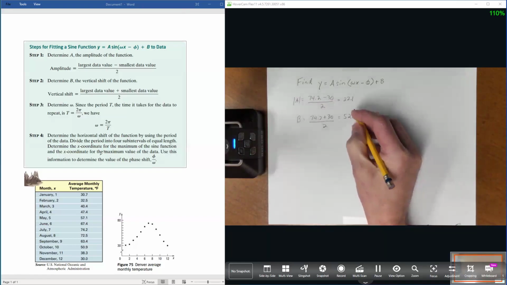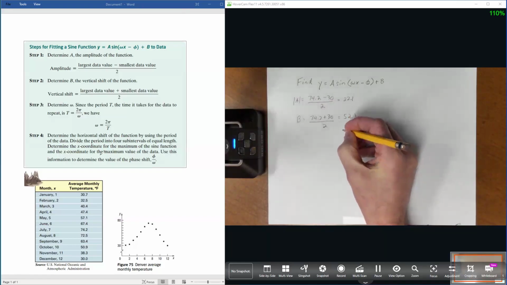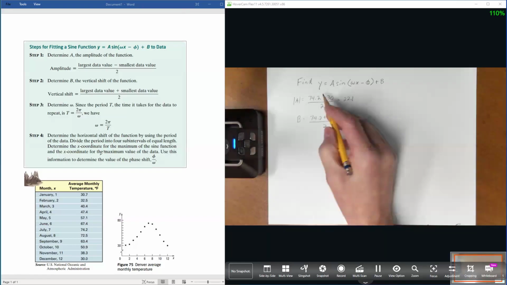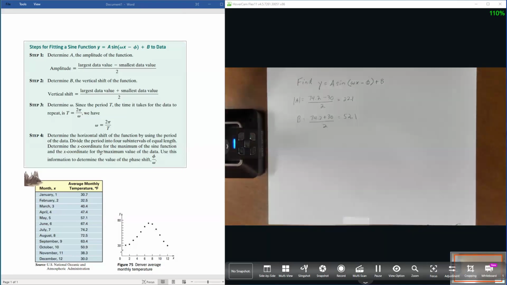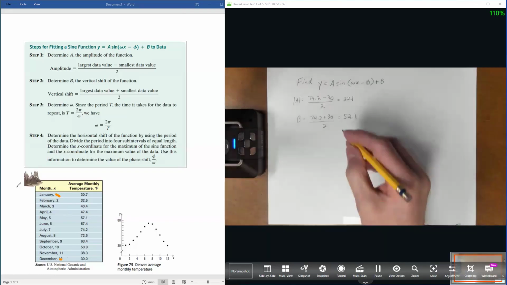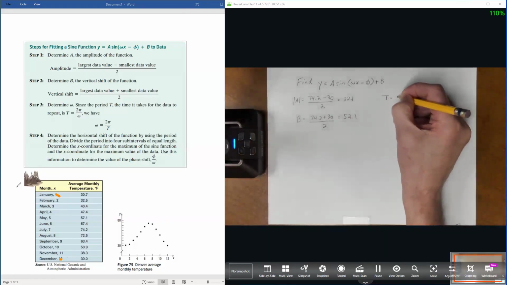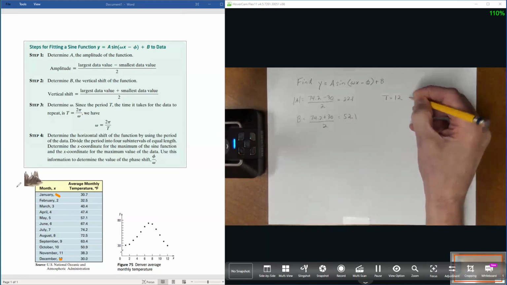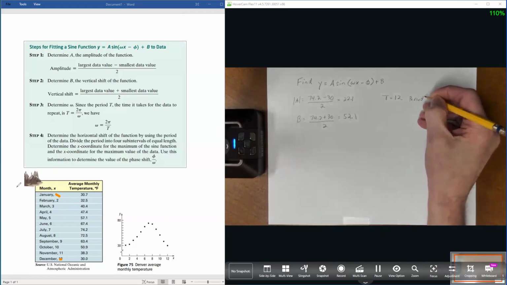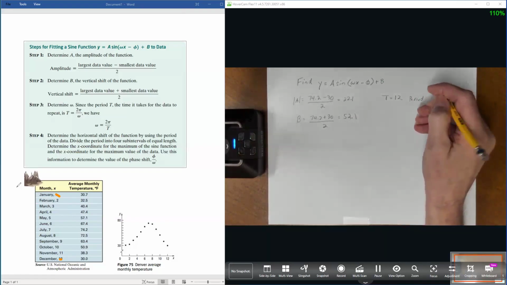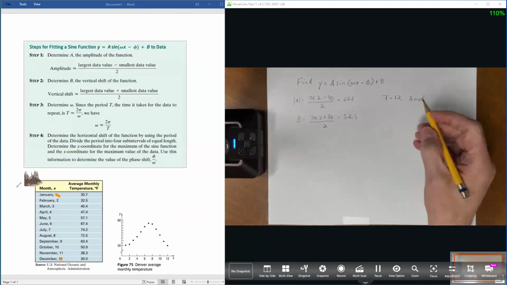Okay, and now the omega. First of all, if we look at the period, it starts in January and ends in December. So the period is going to be 12, because it picks back up in the following January after December and begins anew.